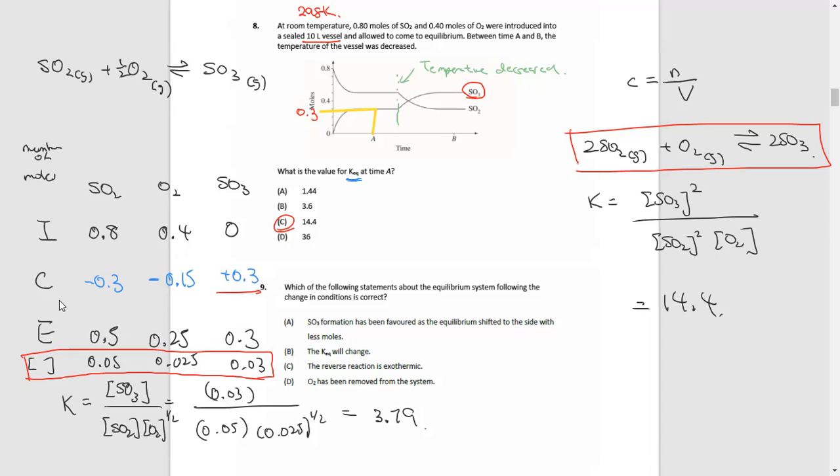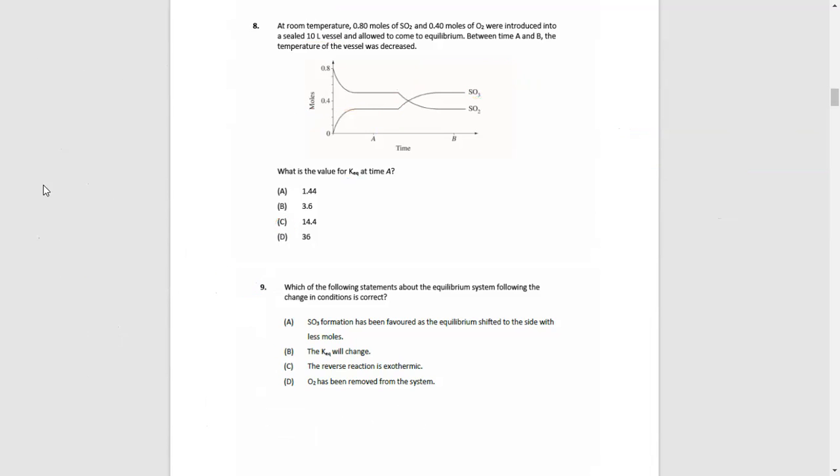So answer 8 is C. Right, moving on, question 9. You have the following statements about an equilibrium system changing in conditions, which is correct? So it looks like they're still talking about question 8. SO3 formation has been favored as the equilibrium shifted to the side with fewer moles.